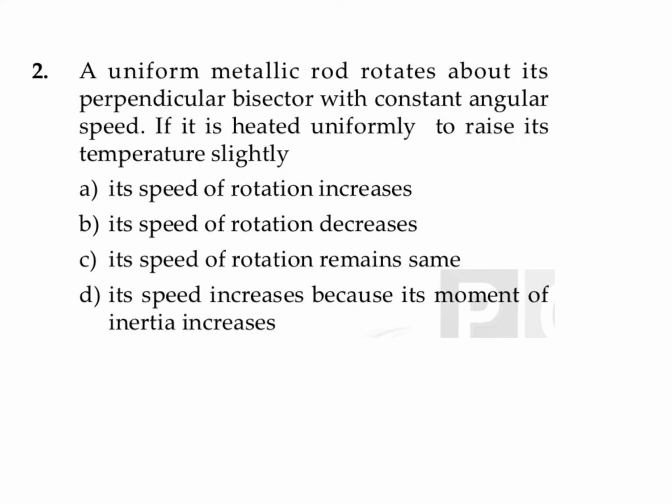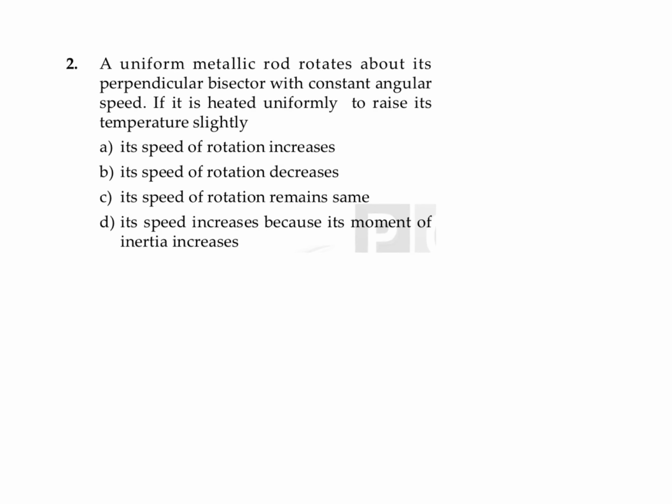In this question, it is given that a uniform metallic rod rotates about its perpendicular bisector with a constant angular speed. If it is heated uniformly to raise its temperature slightly, our aim is to find out what is going to happen to this material. So actually, part of this question is related to thermal expansion and part is related to rotational motion.